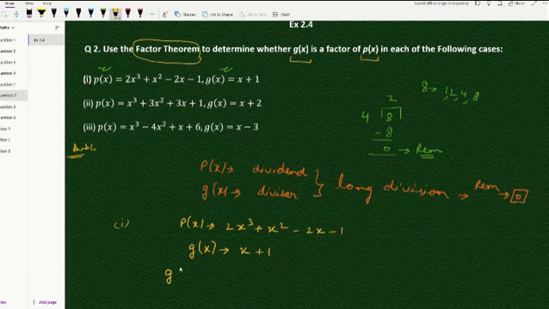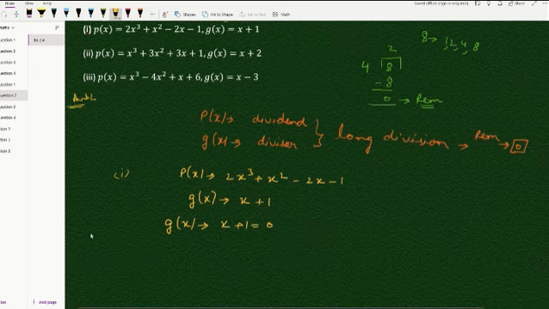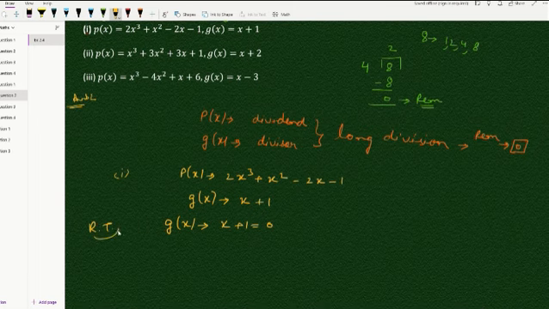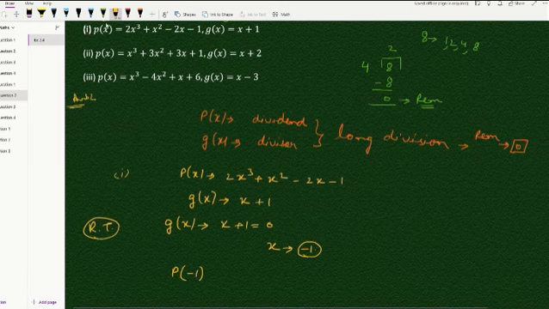So we will equate the value of g(x) with 0. This is how the remainder theorem starts, right? The remainder theorem. So we equate g(x) to 0, and from here I will get the value of x as minus 1. Now to find the remainder, I'll just replace the value of x here with minus 1.